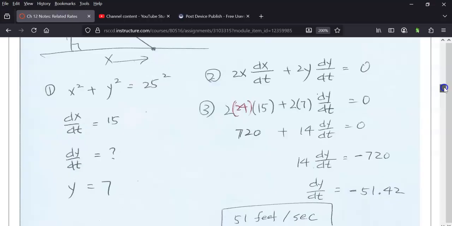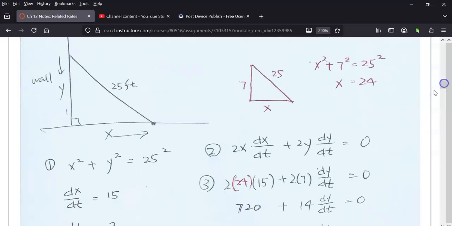But what we can do is apply the Pythagorean theorem again. We don't know what x is, but we want to know how fast the ladder is sliding down when the ladder is 7 feet above the ground. So y is 7. And the ladder doesn't change. That's 25. So if you solve this triangle using the Pythagorean theorem, x will equal 24. Then we take the 24 and plug it in here.